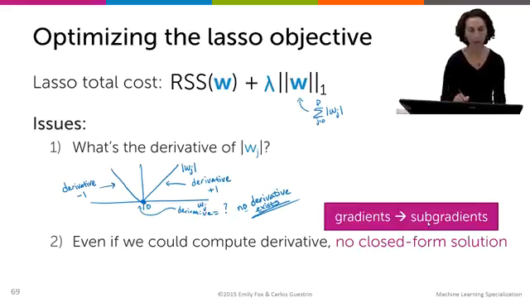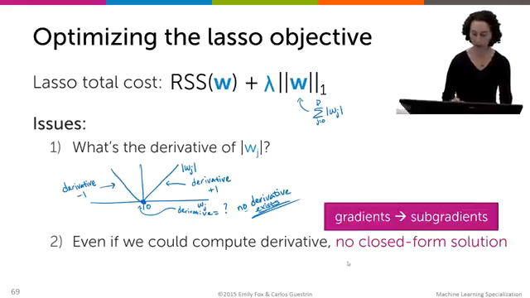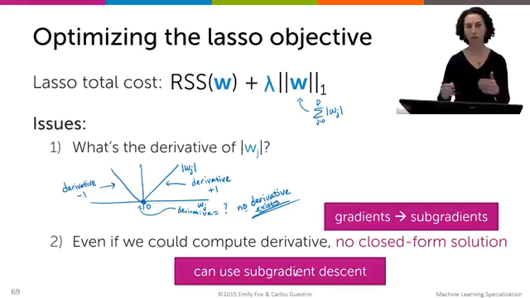But even if you could compute this derivative that we're saying doesn't exist for this absolute value function, there's still no closed form solution for our lasso objective. So we can't do the closed form option, but we could do our gradient descent algorithm, but again, not using gradients, using subgradients.